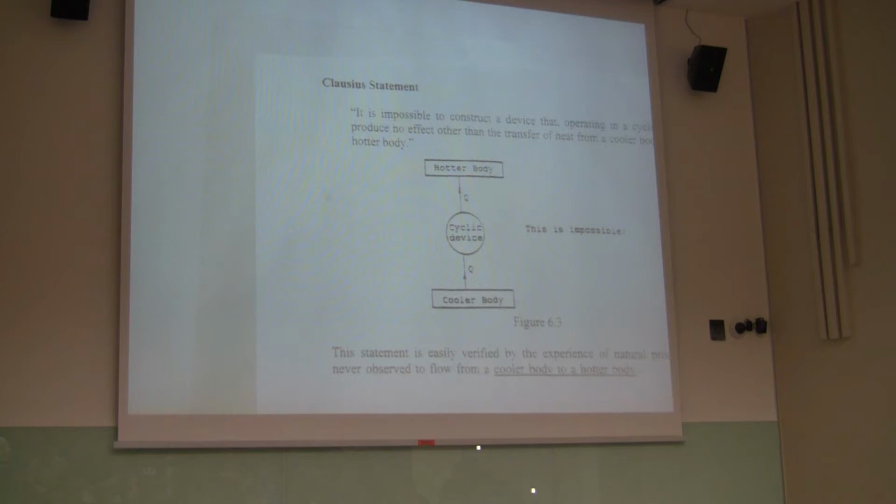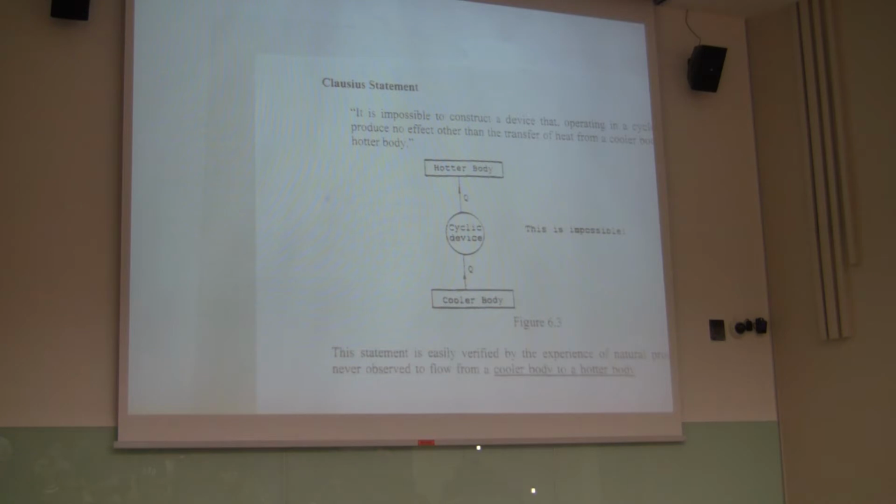Why is it impossible? Because this arrangement is actually represented like this. Heat can only flow from a hot body to a cold body. Now you want to make heat flow from a cold body to a hot body. This is an impossibility. Okay?